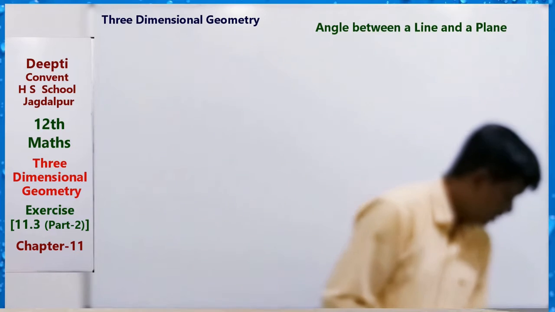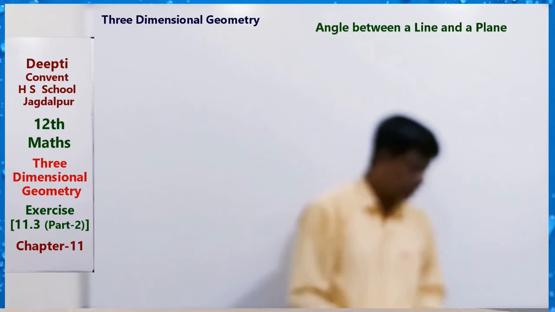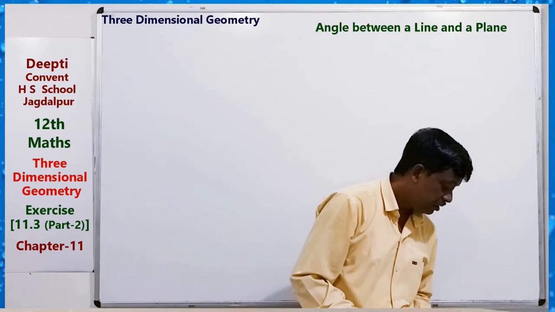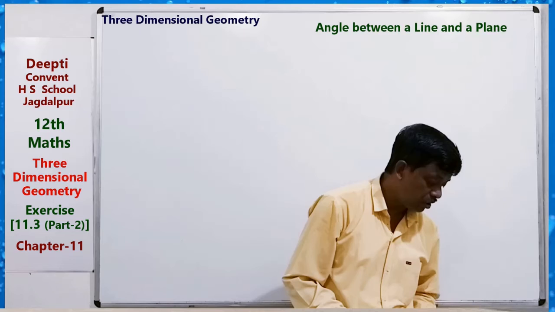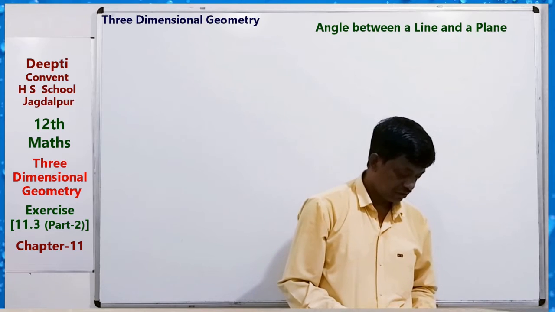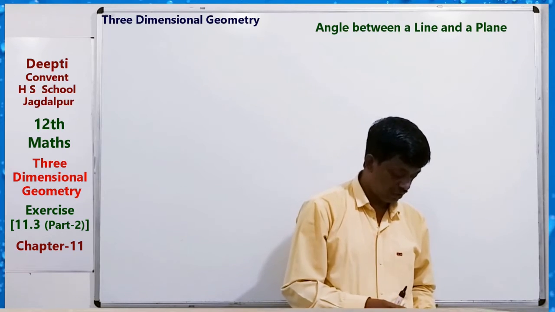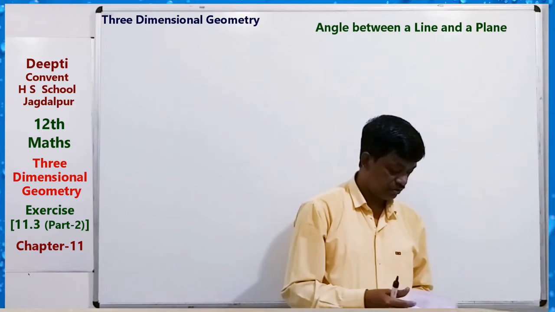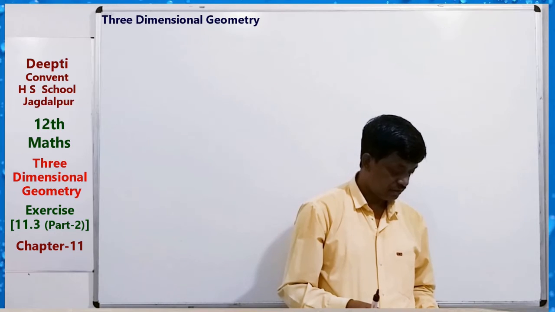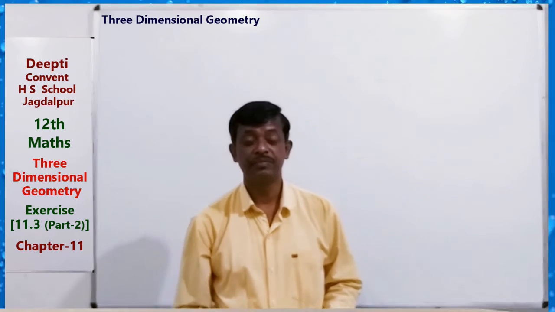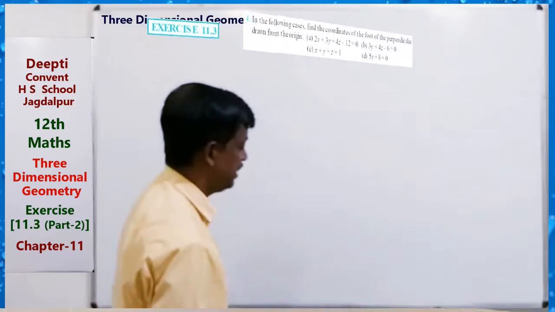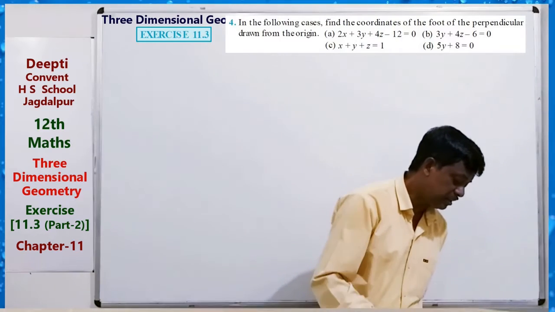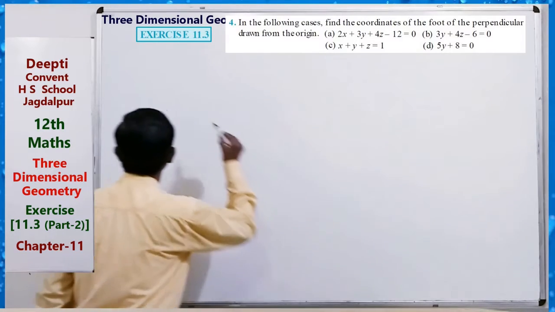Okay, up to question 3 we have completed. Now question 4. In the following cases, find the coordinates of the foot of the perpendicular. So for the foot of the perpendicular, we know it is given by which formula? Remember that formula, because there are 4 questions, parts A, B, C for solution. Okay.